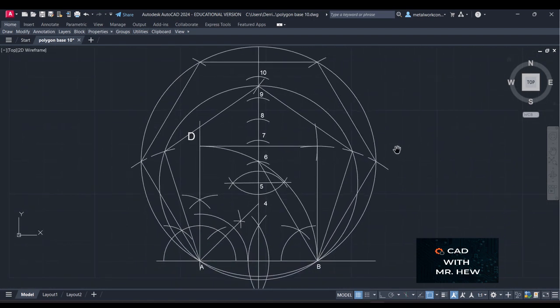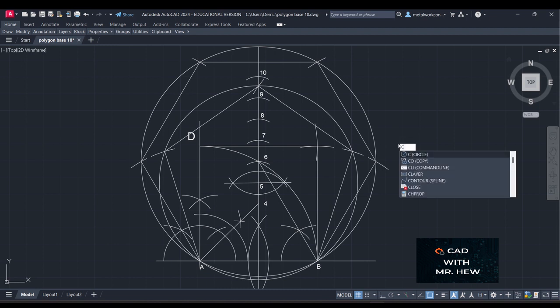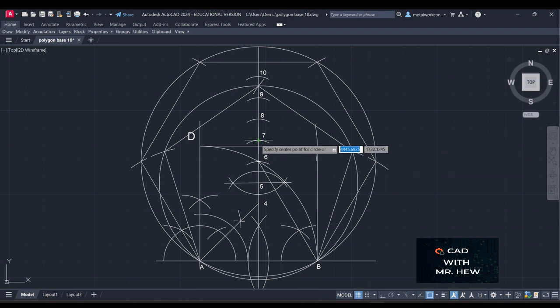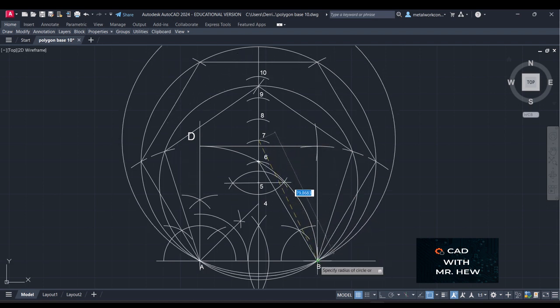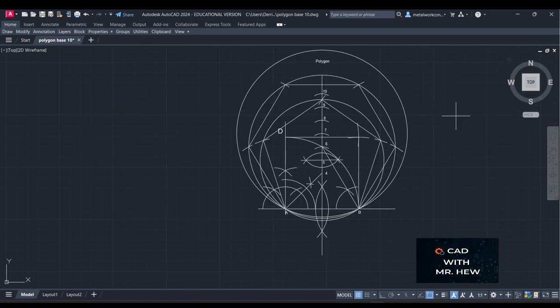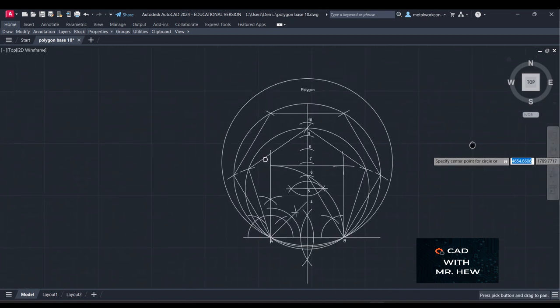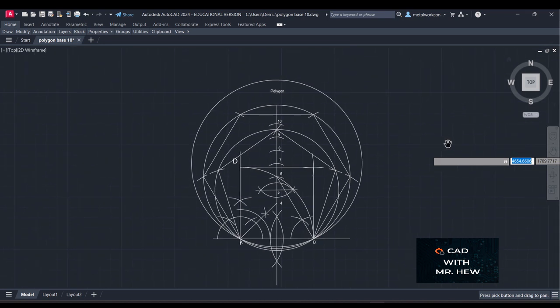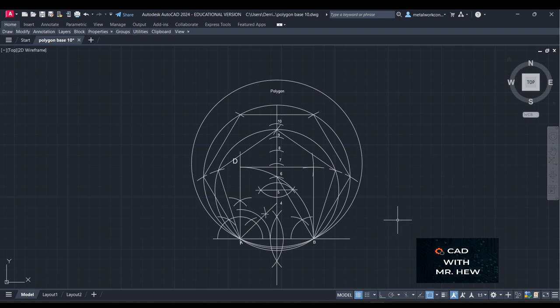So we need a circle, and the center would be 7, all right? So we go center, radius B, enter, all right? Then the next step is the same procedure we'll be repeating if you are asked to draw the 7-sided figure, all right? So let's go now.